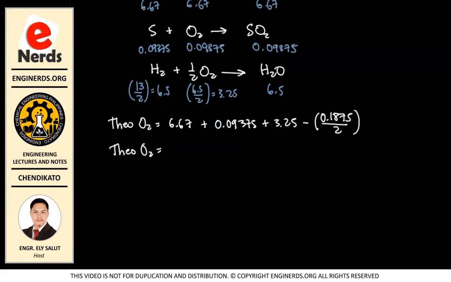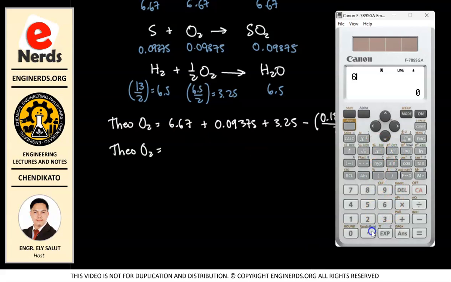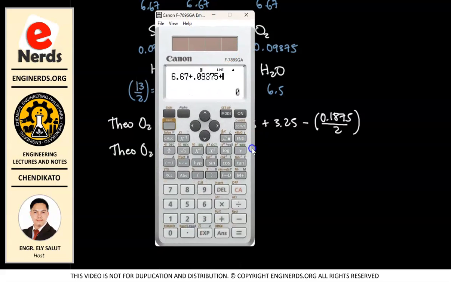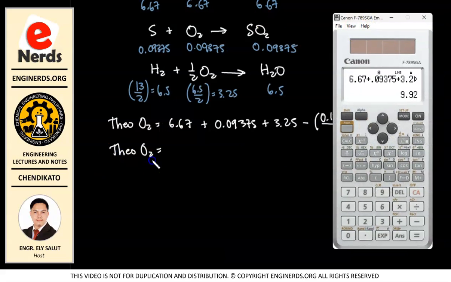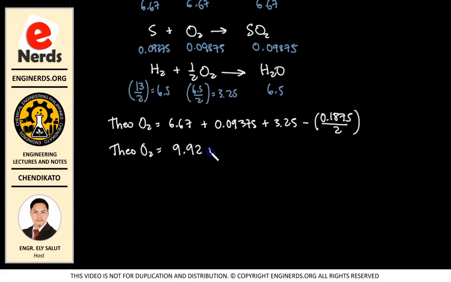Let's use our calculator to solve this. We have 6.67 plus 0.09375 plus 3.25 minus 0.1875 divided by 2. So we have 9.92 theoretical O2. We need to take note of this, because we're going to use it later.